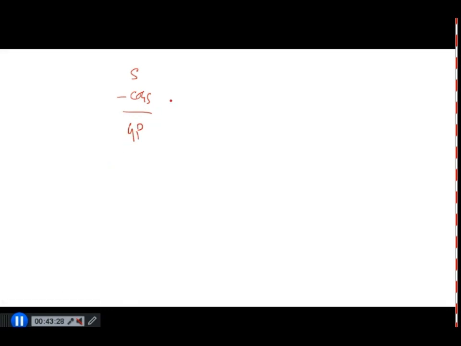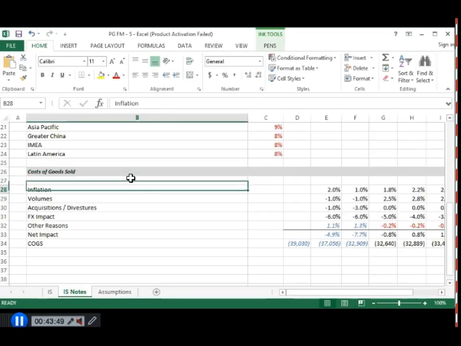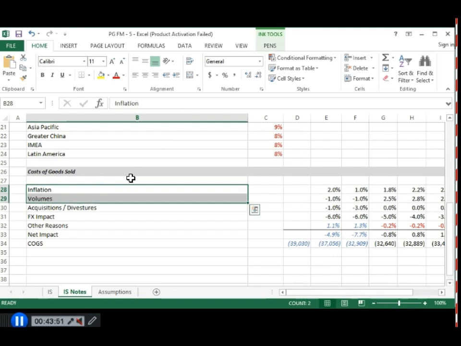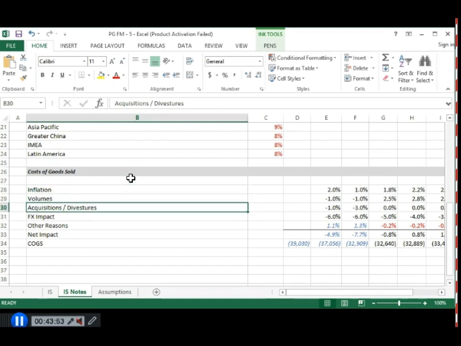Now how will cost of goods sold increase? Cost of goods sold will increase if prices go up, right? Prices of raw material or inputs go up. So if there is inflation, generally cost of goods sold should increase. If volume goes up, cost of goods sold will also increase. So it will increase due to inflation, it will increase due to volumes, or obviously if there are acquisitions and divestitures, cost of goods sold will increase.